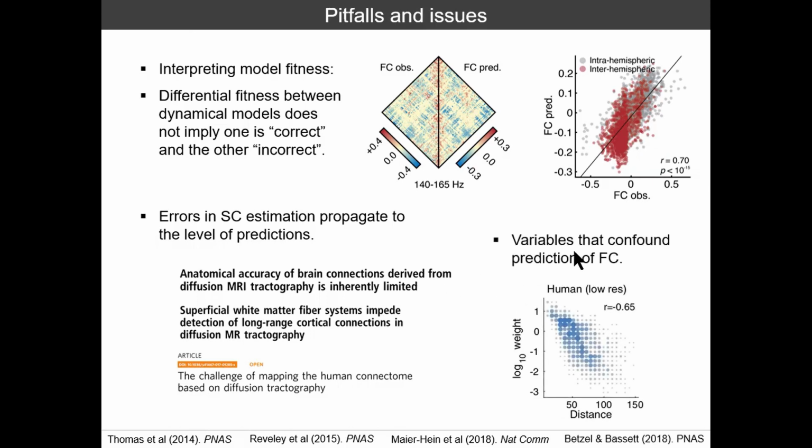And then finally, there are also variables that confound the prediction. If we want to make a claim that functional connectivity is predicted by some communication process, we have to also take into account the other variables that could explain it equally well, like spatial relationships. Brain areas that are close to one another tend to be more connected for whatever reason. So we need to make sure that when we claim that structure is predicting function, it's not simply an effect of a spatial relationship.